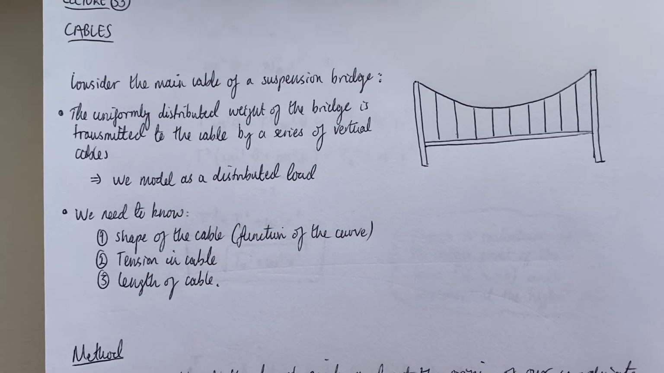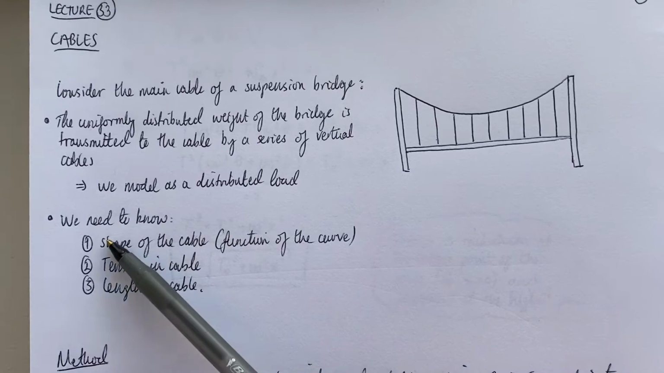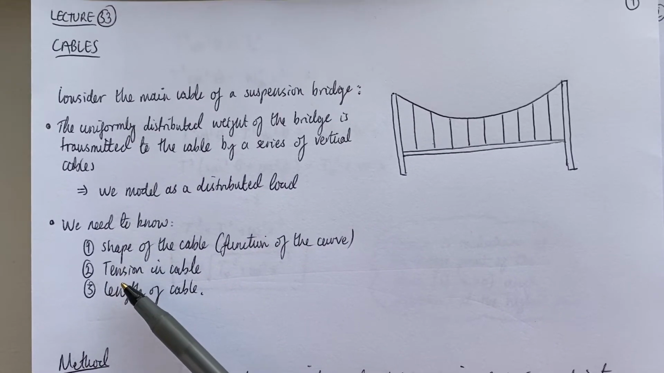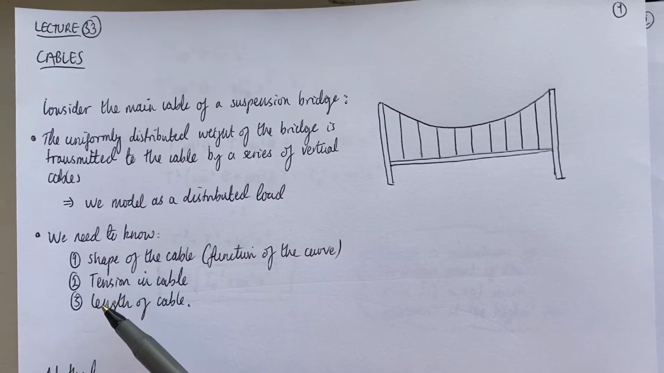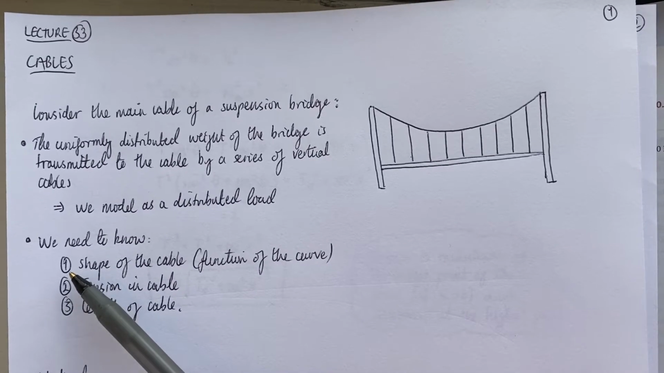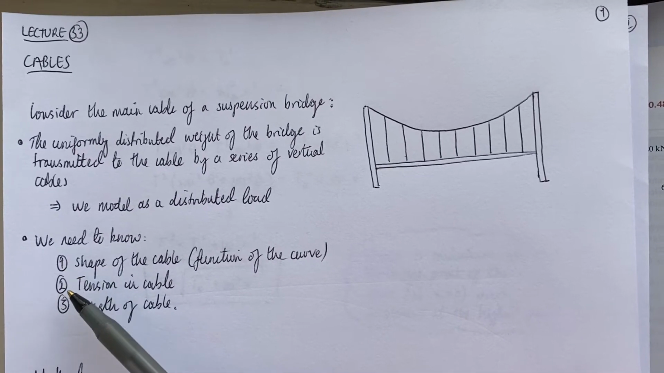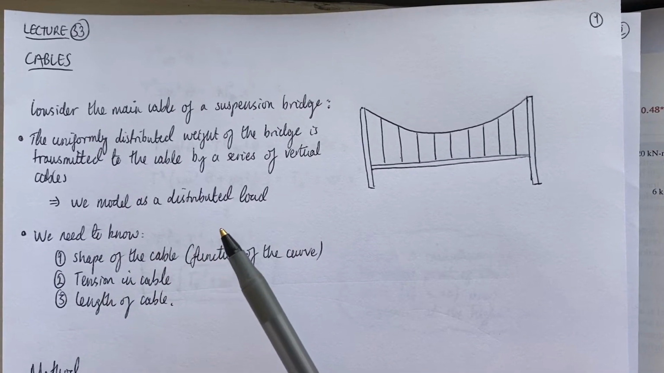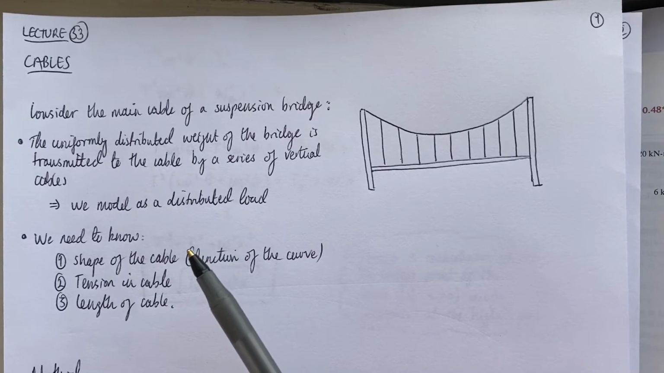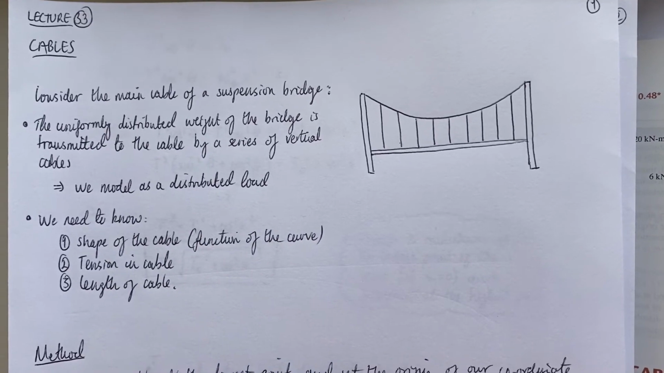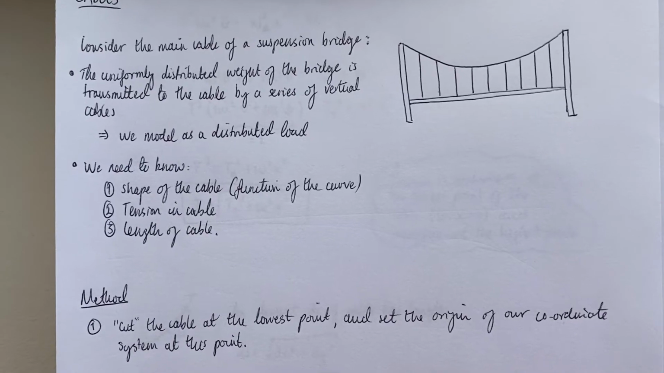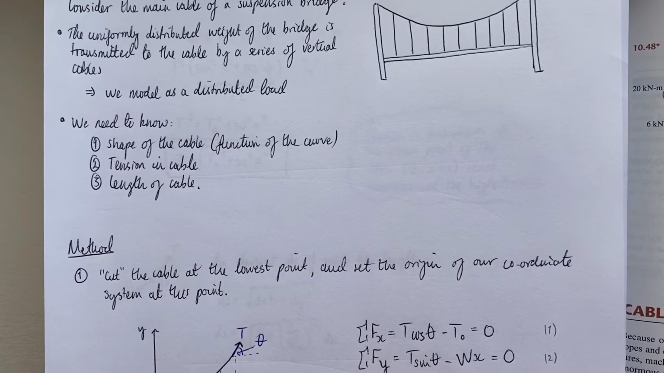So what we're going to do is formulate these three things separately. There is a little bit of algebra here, so try to keep up. I'm going to deal with these three points in order, 1, 2, and 3. I'm going to formulate an equation for each of these three things. So first of all, let's take a look at the shape of the cable.